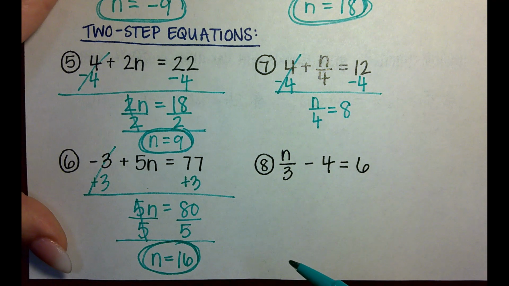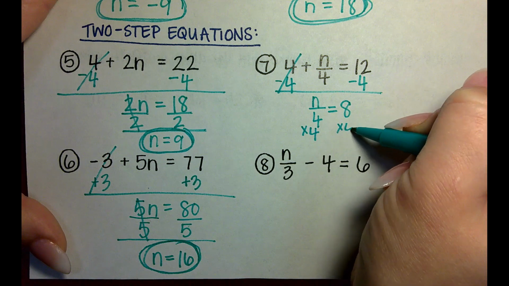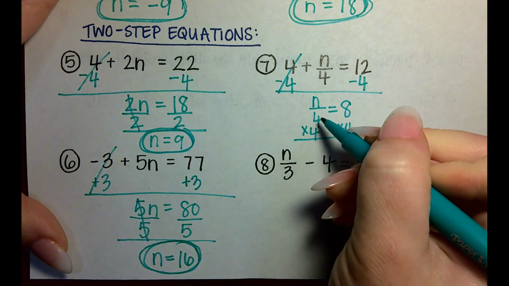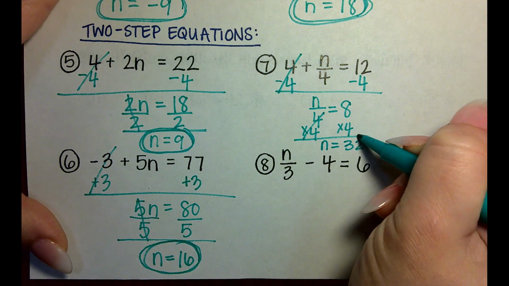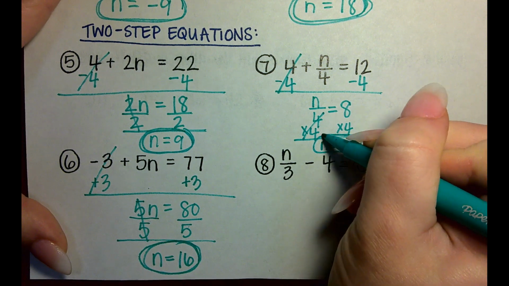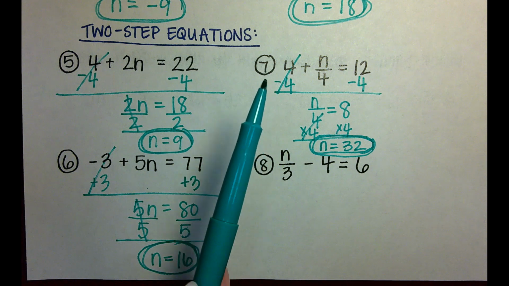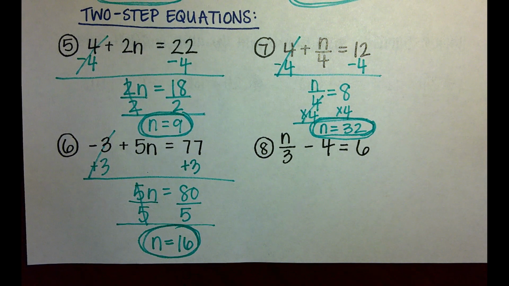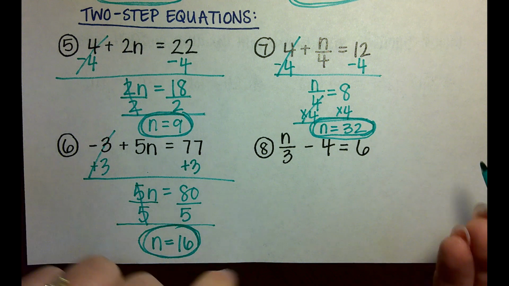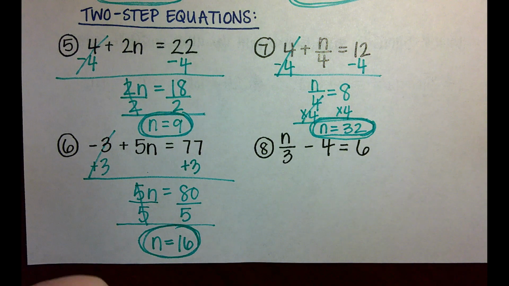Then you times 4 on each side. Perfect. Now I'm going to multiply by 4. And n equals 32. Perfect. Okay, any questions about number 7? All right. Number 8, last one on the first page. I have n over 3 minus 4 equals 6.